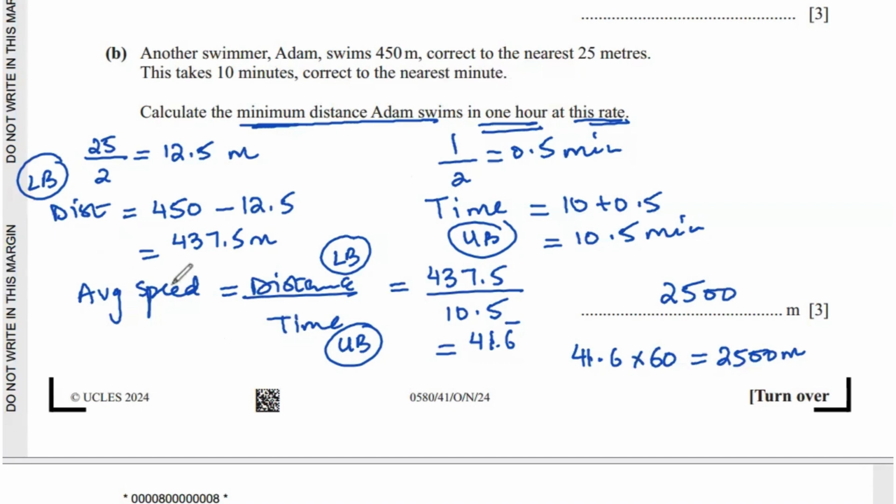The lower bound for the distance is 437.5, and the upper bound for time is 10.5 minutes. So we find the rate per minute first. The per minute rate is 41.6 recurring. And then to find the rate for the entire hour, we multiply 41.6 by 60 because 1 hour has 60 minutes. And that gives us 2,500 meters.